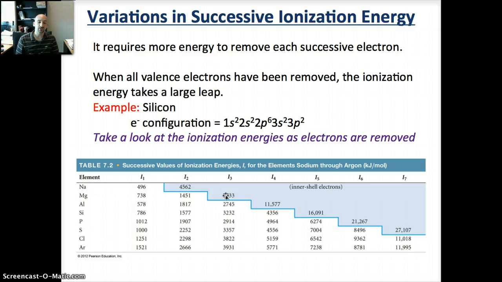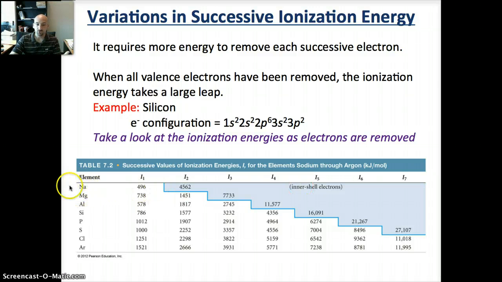Well, the ionization energies increase because it takes more energy to remove each successive electron. So you can always tell when the last valence electron has been removed because the energy that's required to remove that next electron will be drastically higher. And that's because the core electrons are very stable. And we can see that in this table as well.